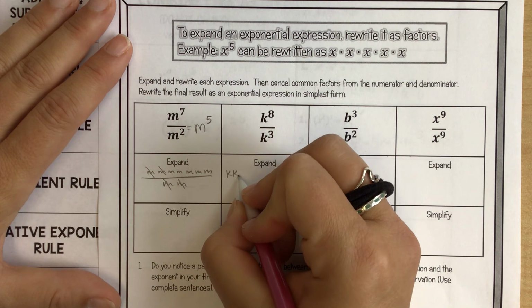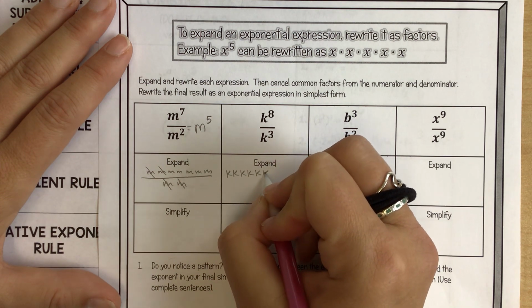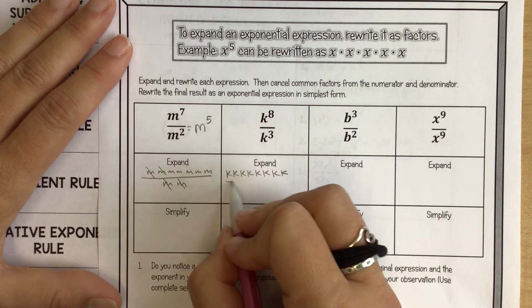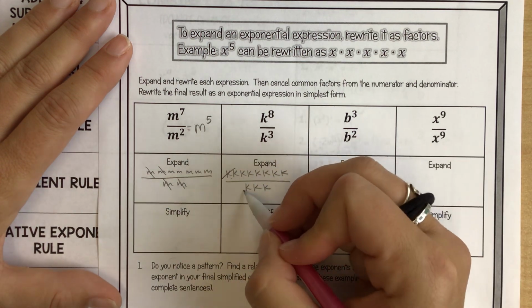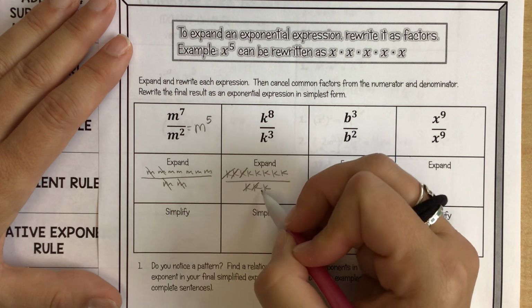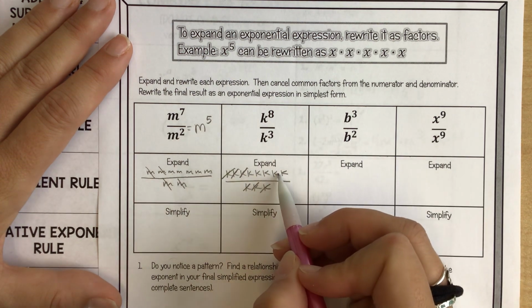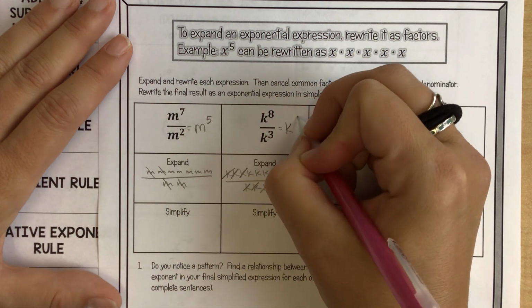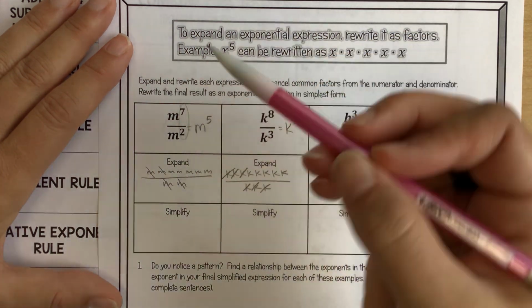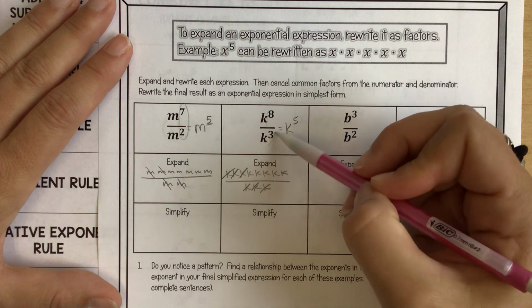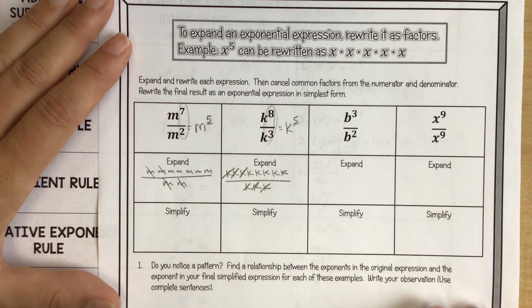Here, I have k to the 8th. So I'm going to write out 8 k's, and then k to the 3rd. And then we go 1, 1, 2, 2, 3, 3. I'm left with 1, 2, 3, 4, 5. So this is k to the 5th. All right, so be thinking, what am I doing to these numbers to get this number? What am I doing to these numbers to get this number?